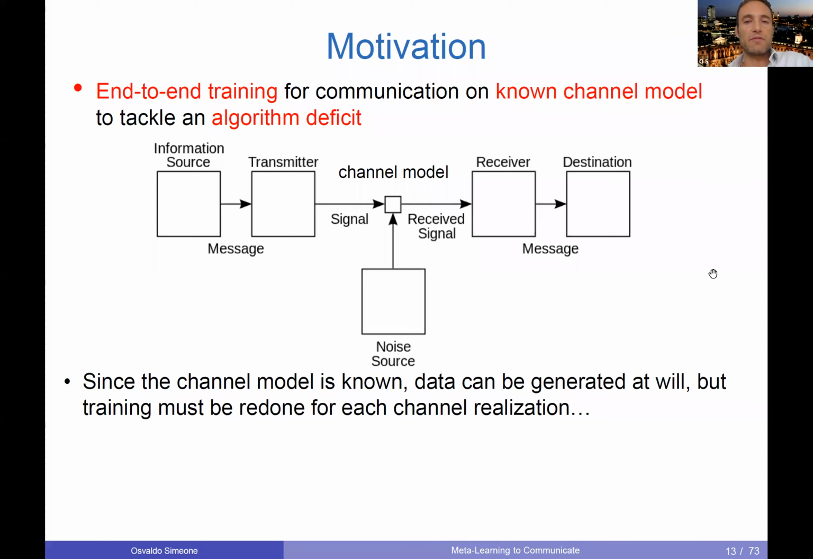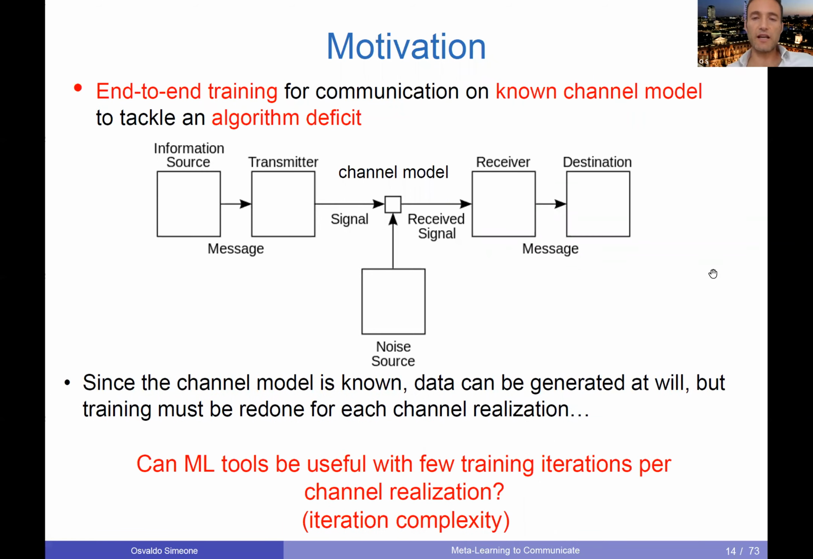The issue is that anytime this channel model changes, so we have changes in the setting we are operating on, and so we need to change the channel model, we also need to retrain the transmitter and receiver. And so this can be too complex in terms of just the time it takes, in terms of number of iterations, for instance, of a learning algorithm. And so the second question that we pose here is whether we can use, again, machine learning tools when we are only allowed to do just a few iterations, say, of gradient descent, or stochastic gradient descent, anytime the channel changes, right? Anytime the configuration of the system changes.